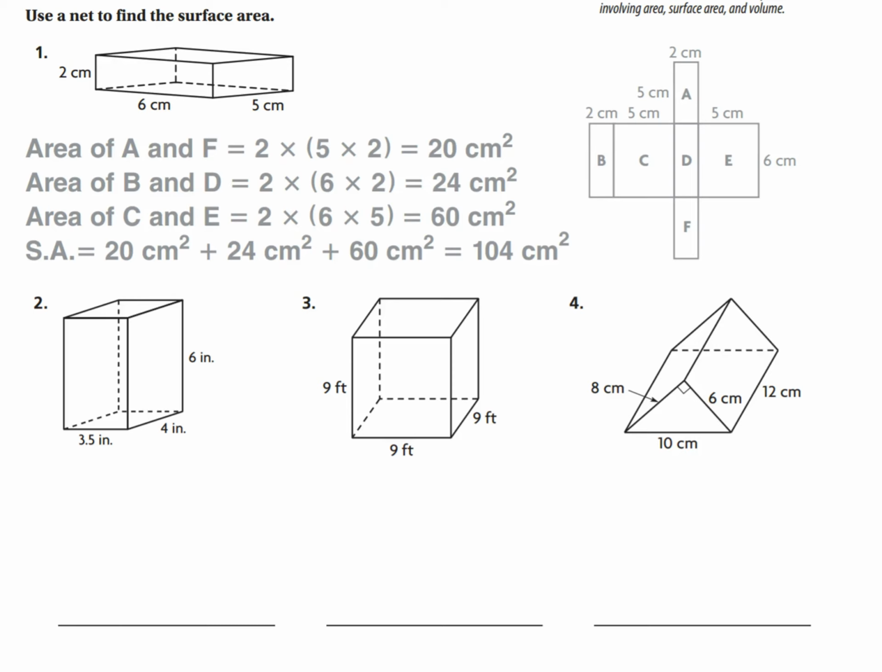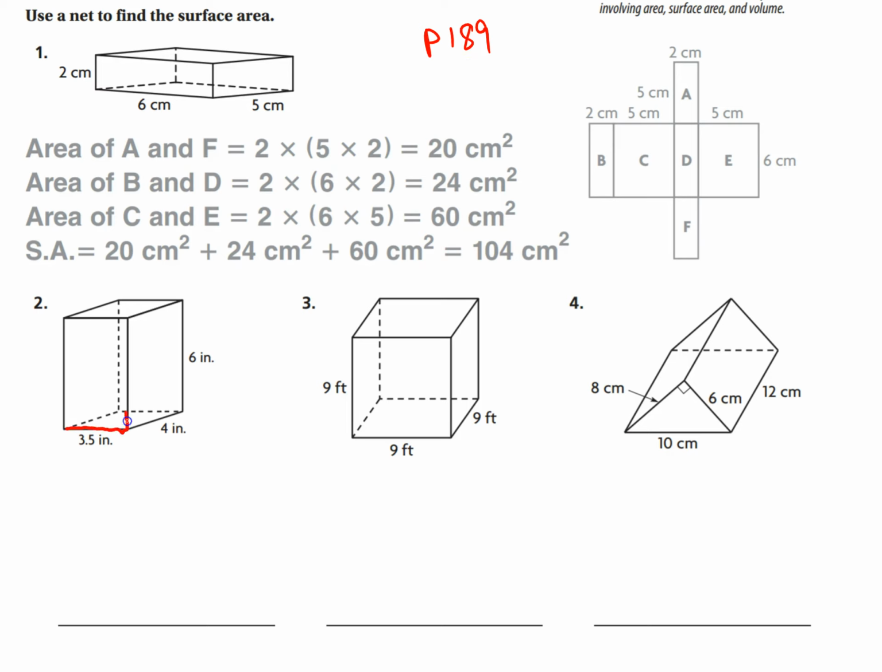All right, now we're checking out the homework. This is P189, Chapter 11, Lesson 3. All right, so number 2, we have to find the area of 3 rectangles.